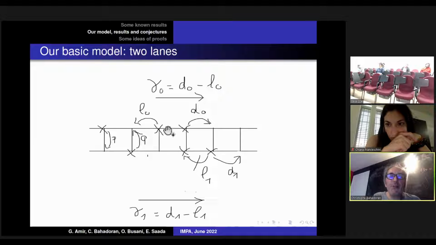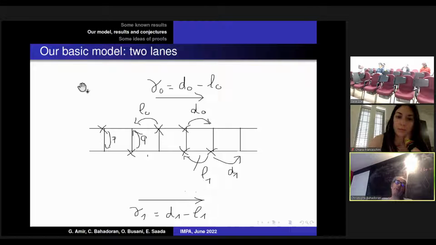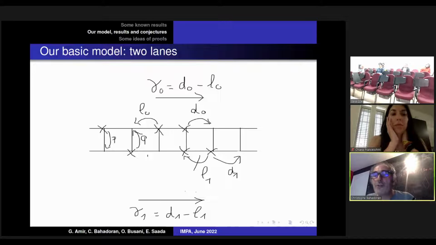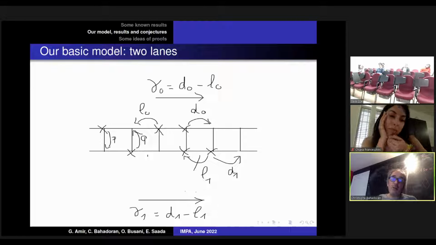The basic model is a 2-lane exclusion model, which may also be seen as a traffic flow model. It has been studied as such in the physics literature. So you have jump rates D and L to the right and left respectively, which can be different on each lane, and then you have vertical jump rates from the top lane to the bottom lane, and then you have a drift on each lane. And we try to study situations where the drifts could possibly be in different directions, or one of the drifts could be 0, or both drifts could be 0. But our focus is on the asymmetric case.